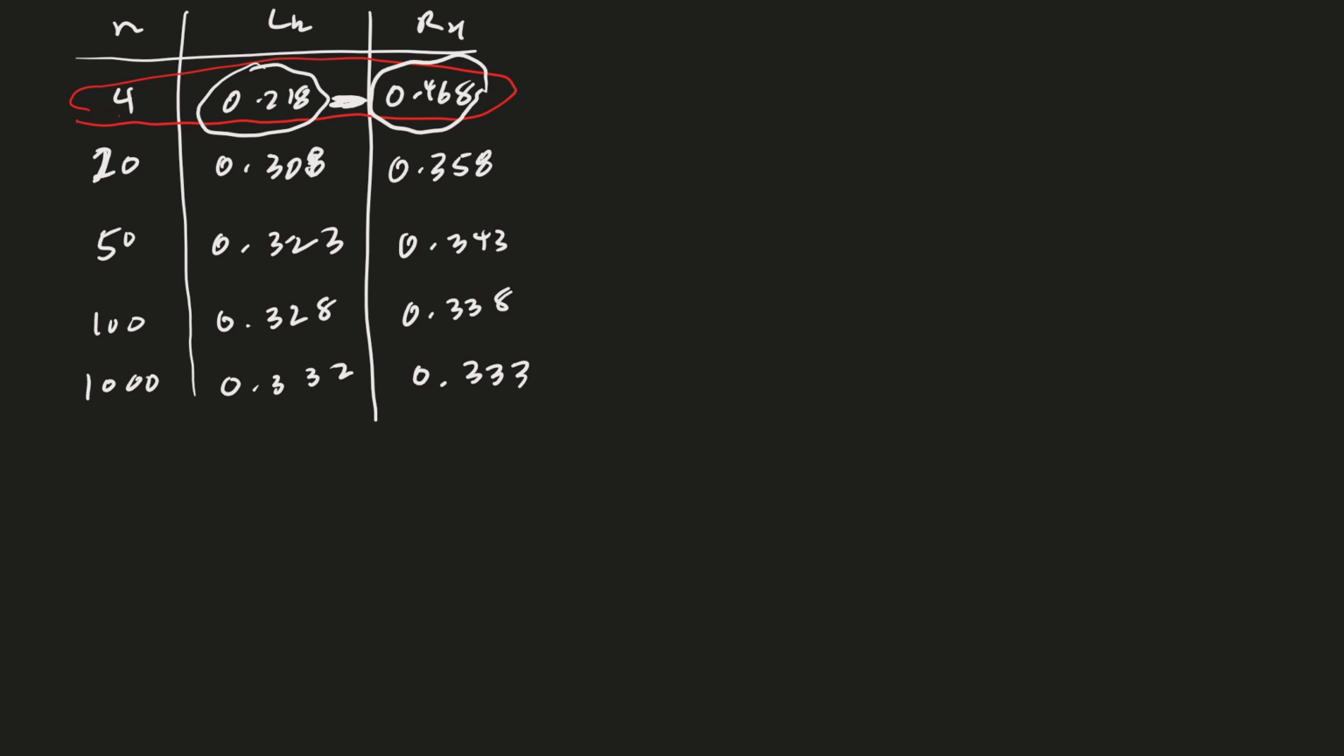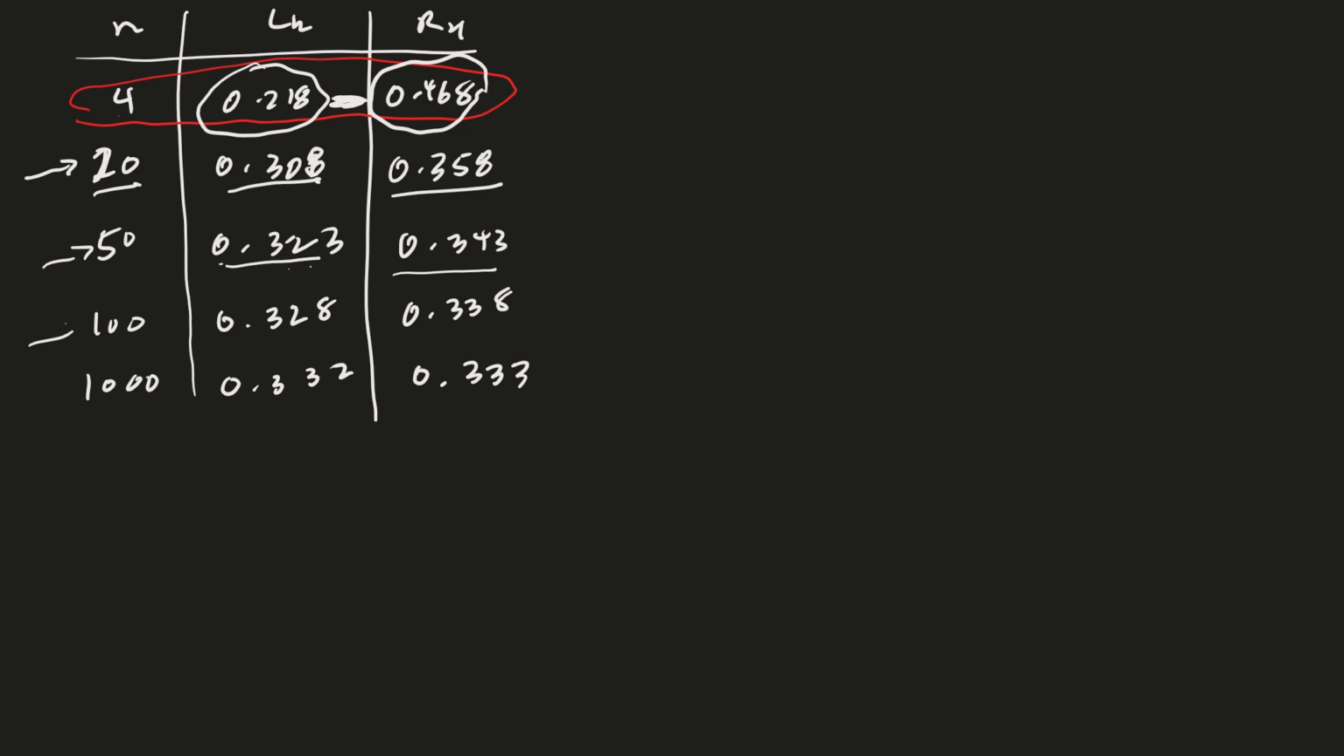And so as I increase the number of rectangles, here I've got 20 rectangles, and using left endpoints I've got 0.308. Right endpoints for the heights I've got 0.358. Using 50 rectangles and left endpoints for the heights, I've got an area overall of 0.323, and then using right endpoints as the heights for each rectangle, I've got 0.343.